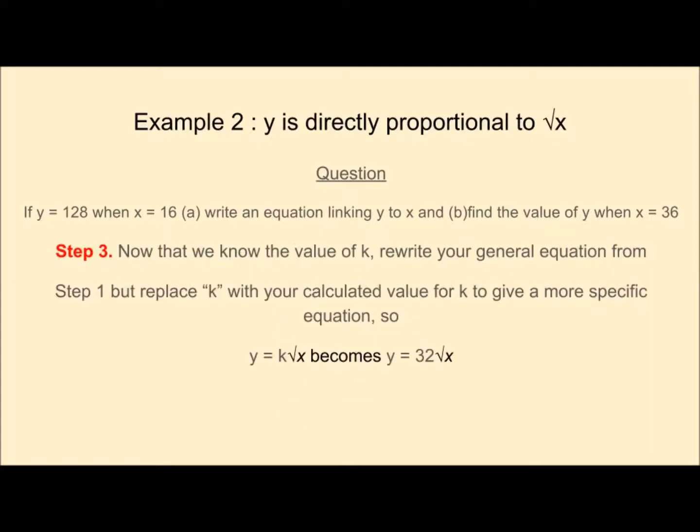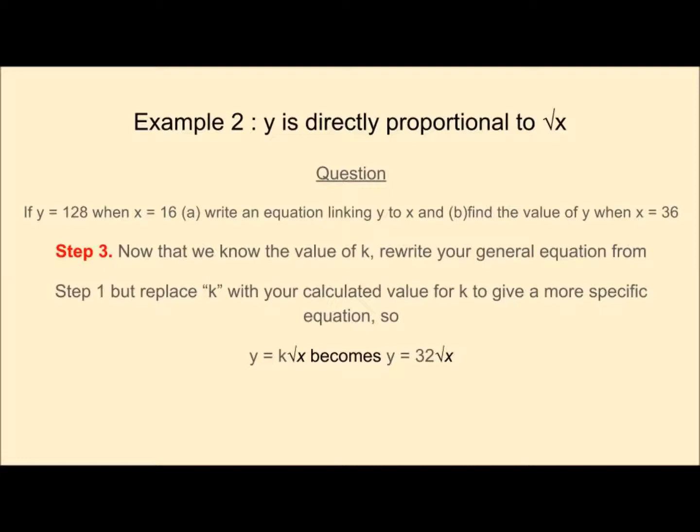So we can now rewrite our equation, which had y is equal to k times the square root of x. It now becomes y equals 32 times the square root of x, because we found out that k is equal to 32 for this particular question.